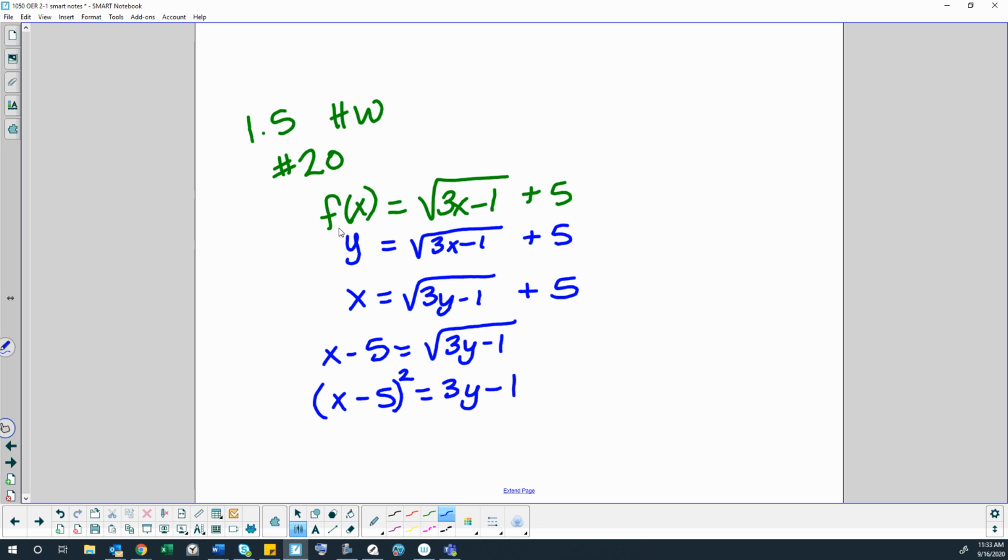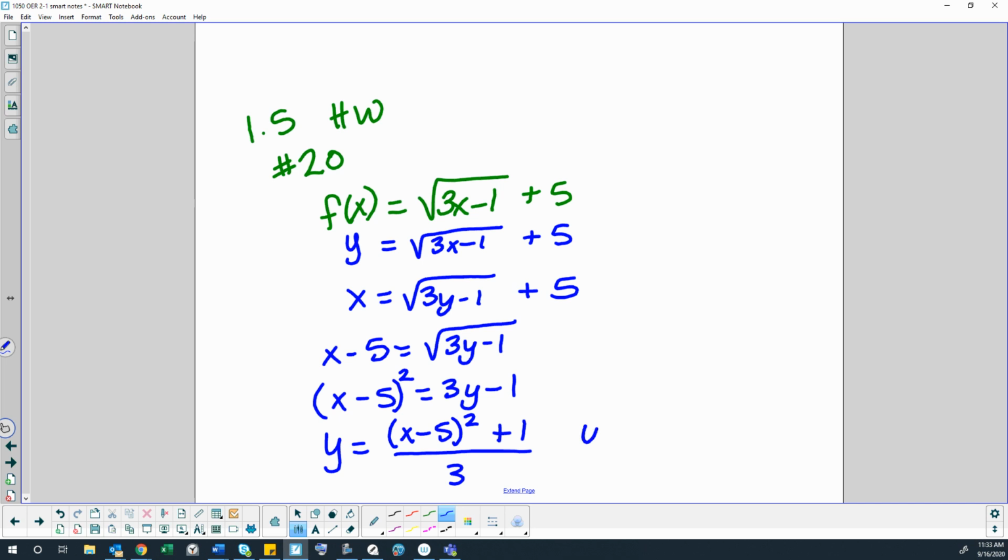Then I want y by itself, so that ends up turning this into y equals, I'll end up adding 1 and then dividing everything by 3. So it's kind of like x minus 5 squared, add the 1 to the other side, divide the whole thing by 3. So I sort of skipped some steps there. Are we okay with the steps that I skipped to get the 1 to the other side and then divide by 3 to get the y by itself? So here is the inverse.